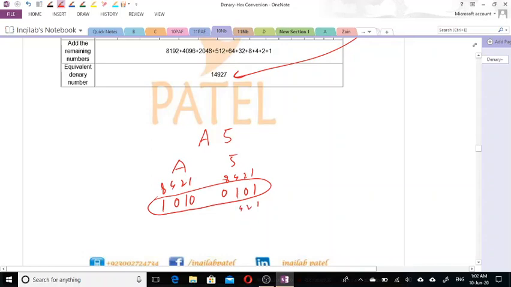1 2 4 8 16 32 64 128. We ignore the places under zeros and calculate the sum of the remaining numbers. This is 128 plus 32 is 160, and 160 and 4 is 164, and 1 is 165. This means the hexadecimal number is firstly converted into binary, and then the binary number is converted into denary.